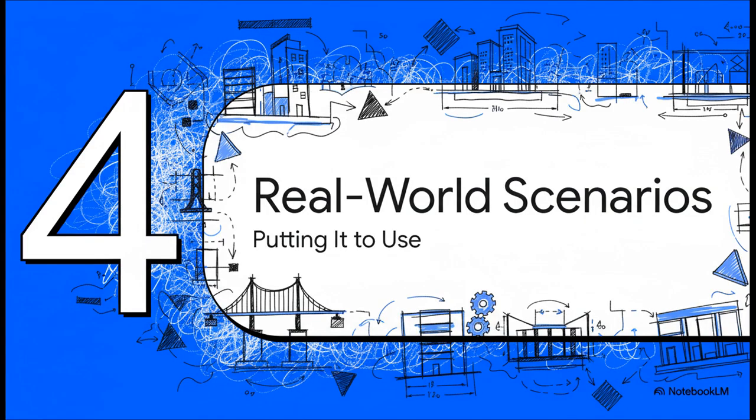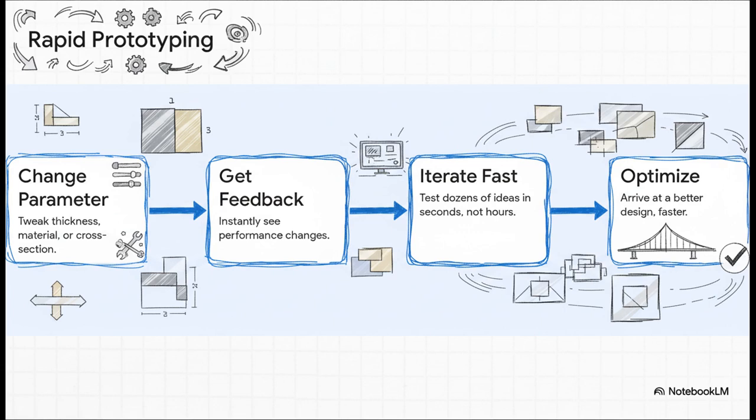All right, so those are the features. But how does this actually change your day-to-day work? Let's walk through a few real-world scenarios. This, right here, is the magic. You can just ask questions. What if I make this wall 2 millimeters thicker? Change the number. Boom, you get an answer. What happens if I switch from steel to aluminum? Change the material. Boom, new answer. You're iterating in seconds, not hours. This lets you explore dozens of options and zero in on a much better design way, way faster.